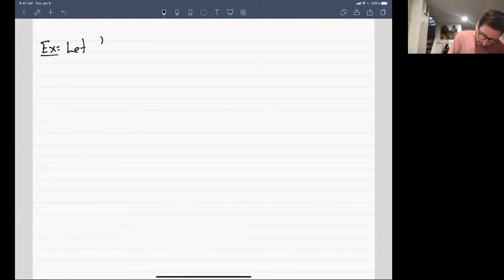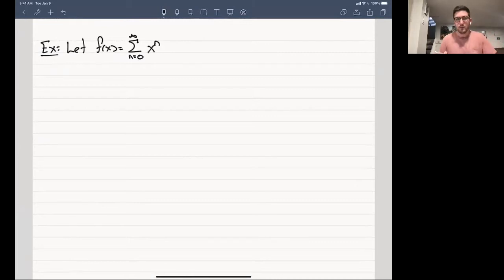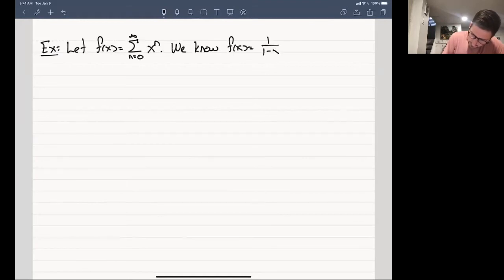Let f of x equal the sum from n equals 0 to infinity of x to the n. So here we know f of x is equal to 1 over 1 minus x. So what this is going to allow us to do is find a series for other functions, right? Because f prime of x is equal to, from our differentiation rule, n times x to the n minus 1.